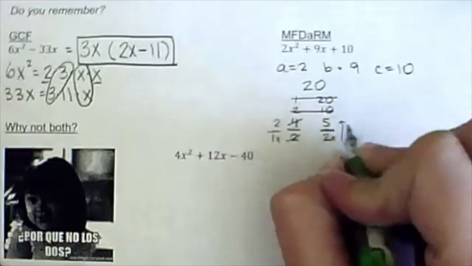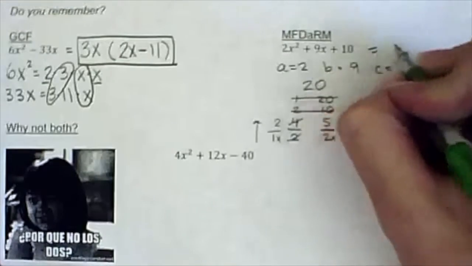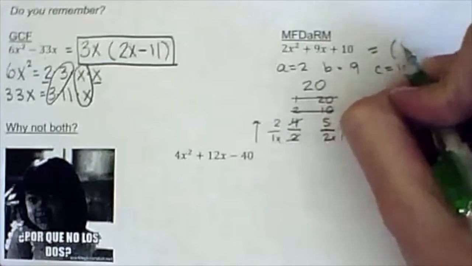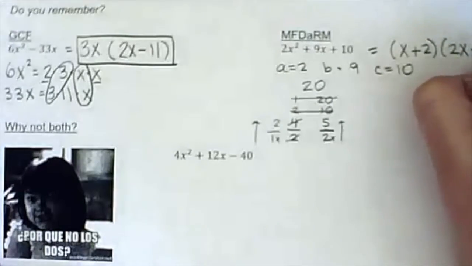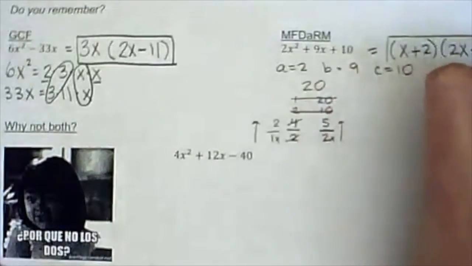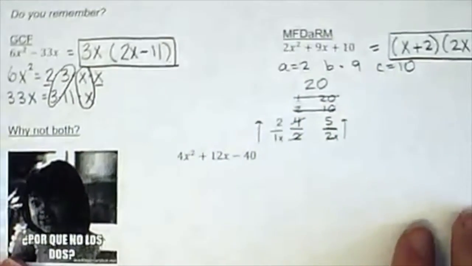Then I'm going to make my multiples. I'm going to write the x on the bottom, and I'm going to read from the bottom to the top. Reading from the bottom, x plus 2 is my first factor, and 2x plus 5 is my second factor. That one gets out of view just a little there for you, but again, that's 2x plus 5.